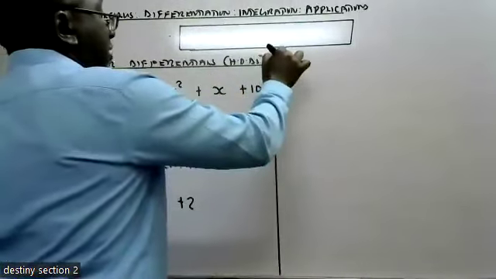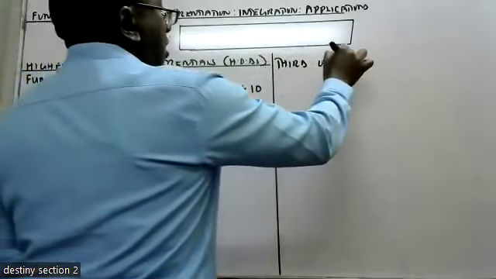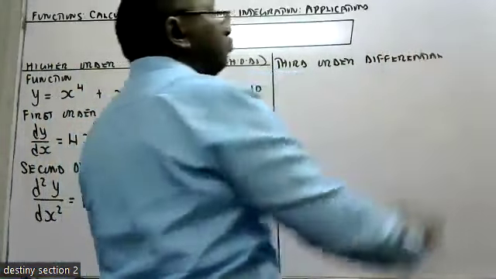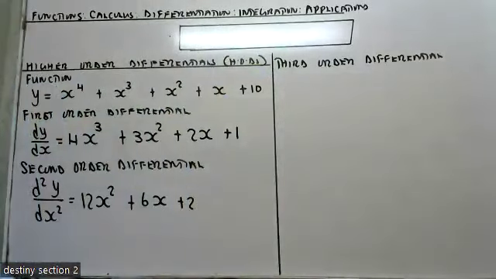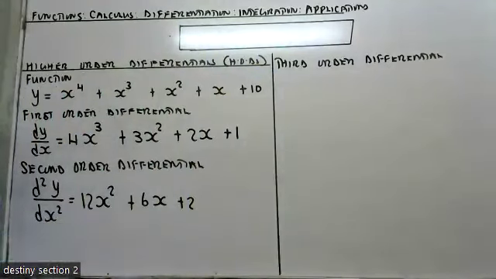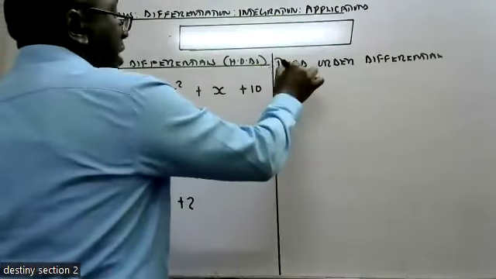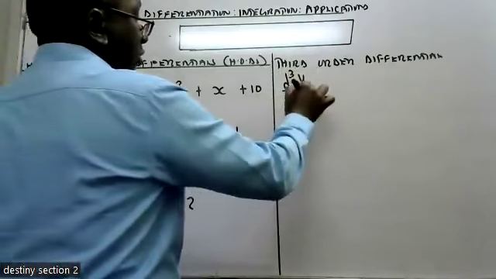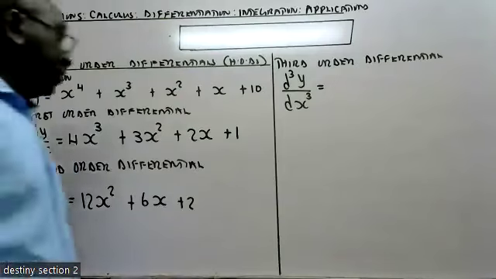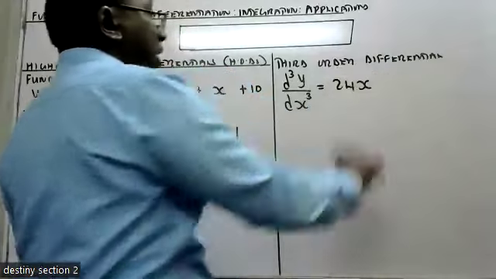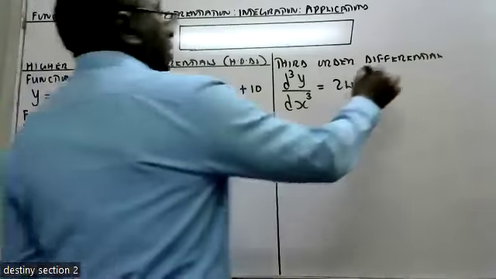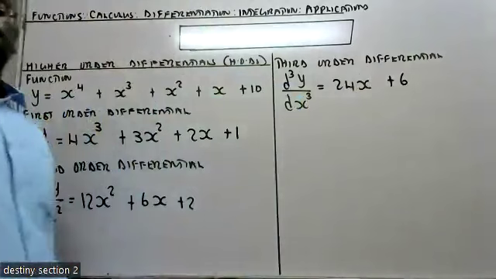Next is the third order differential. In the third order differential, we are differentiating this function now for the third time. So it will be delta cubed y over delta x cubed. So I will say 2 times 12, that is 24x, when I raise 1. And this one, because of 1, becomes 6.